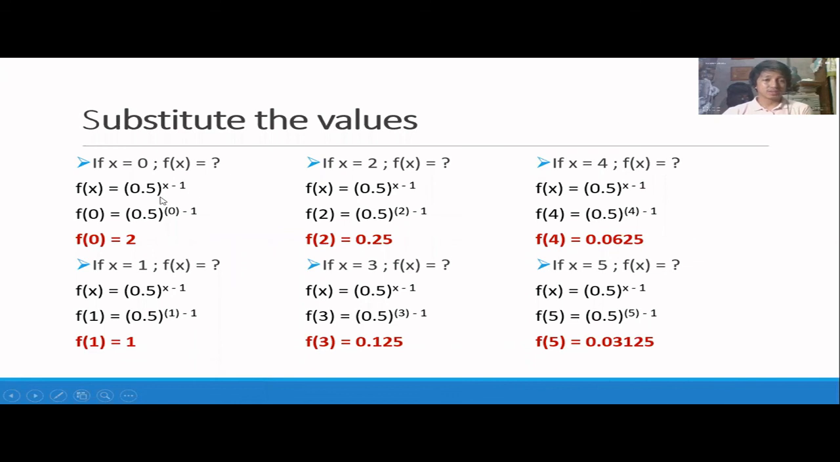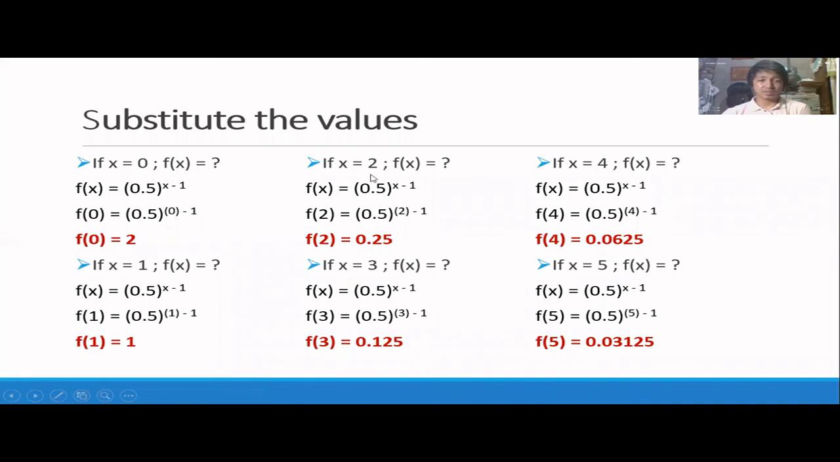Okay, so 0.5 raised to x minus 1. So 0, 0 minus 1 is -1. So that will give me 2. So 0.5 raised to -1 is 2. Then after that, so the same process, x is equal to 1. So 0.5 raised to 1 minus 1. So 1 minus 1 is 0. So 0.5 raised to 0 is 1.